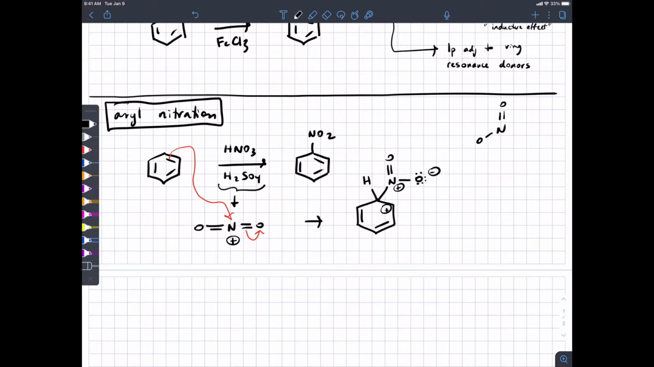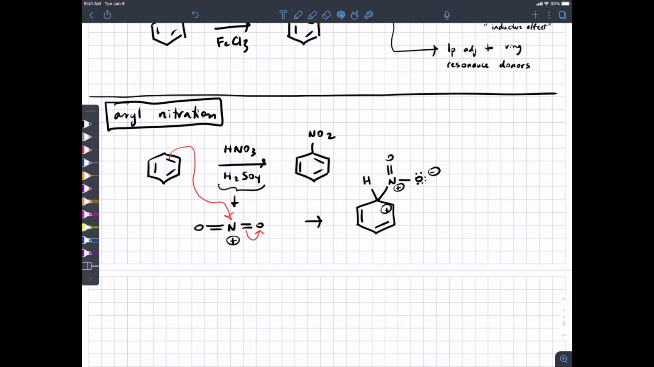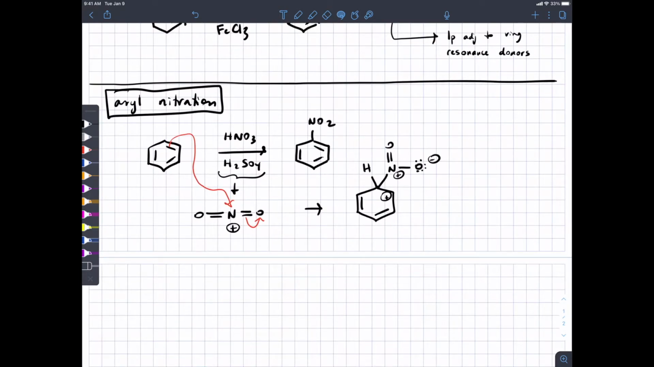So what happens, let's see, nitric acid is this. And with sulfuric acid, you put another proton there. That becomes a good leaving group. We kick those off, and that generates NO2. So that's where it goes. But we're not going to worry about that a lot. Other questions?